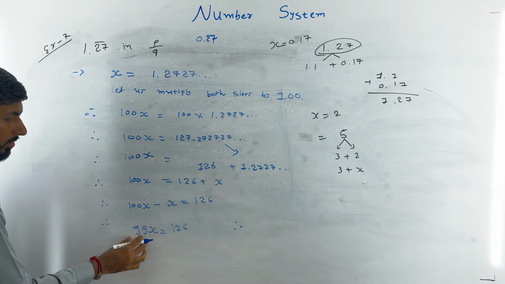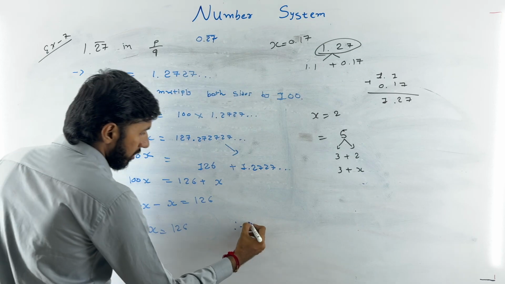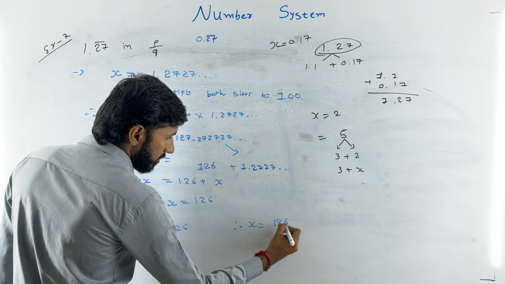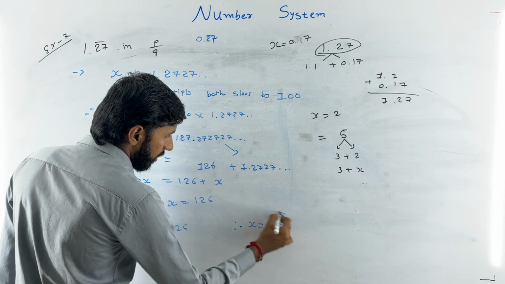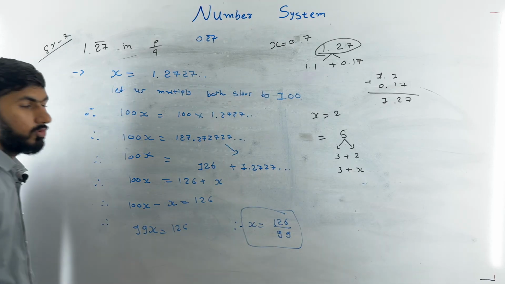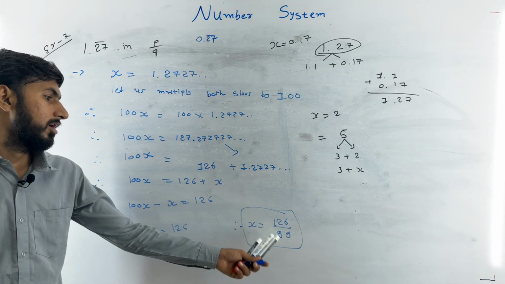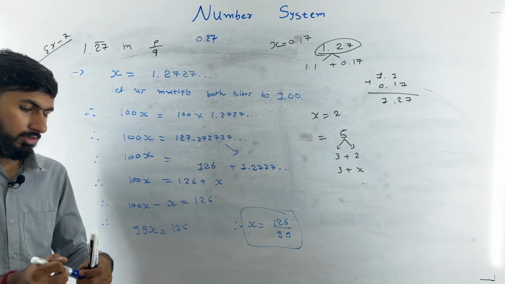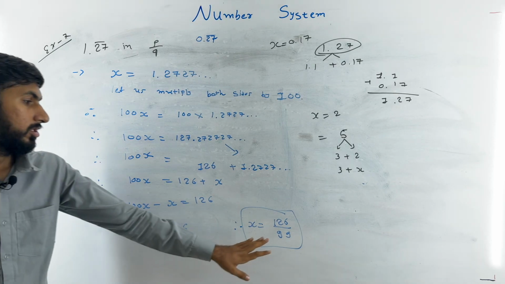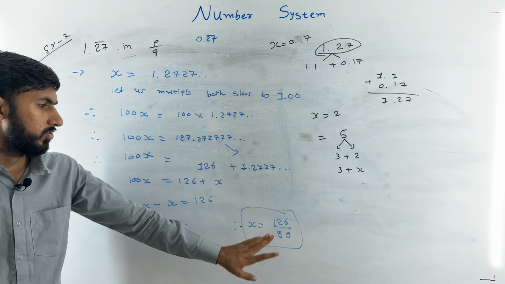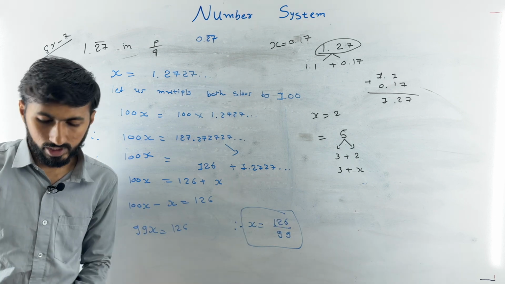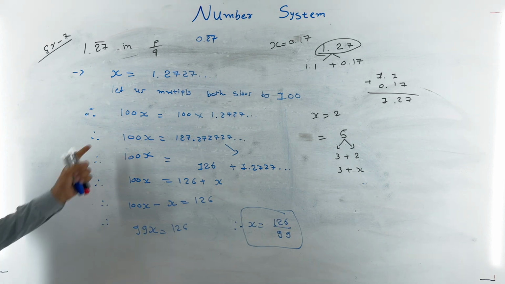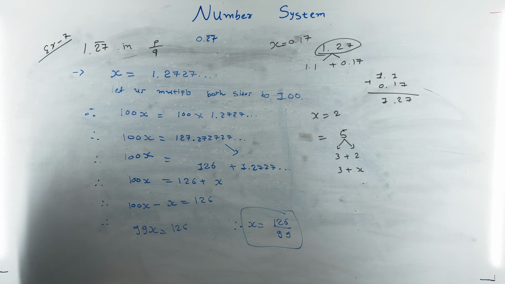Now if I put 99 on the other side, the answer will become 126 divided by 99. This is our answer and it is in the form of P by Q. You can divide it further to simplify it, or you will not divide, then the answer stops here, right? So you can write it or you can also divide it further. So this is our example number 7.